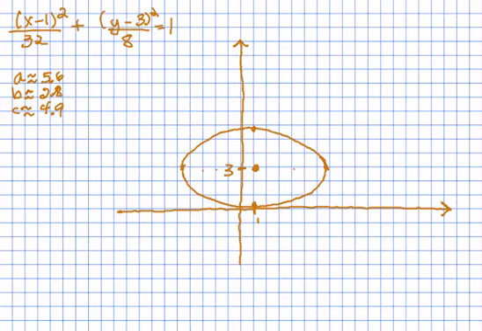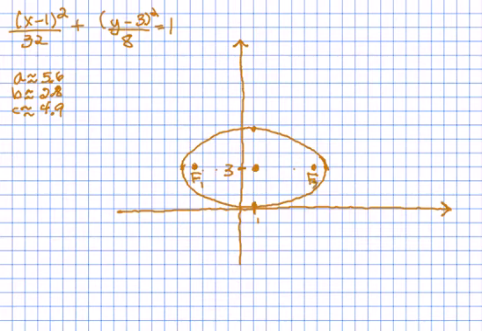The foci, if we want to go ahead and graph those on our ellipse, remember that they're going to be plus or minus the square root of 24 from the center, which is approximately 4.9. So maybe about here for focus 1, and about here for focus number 2.